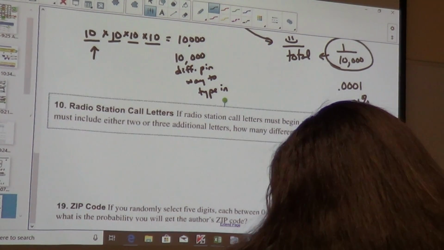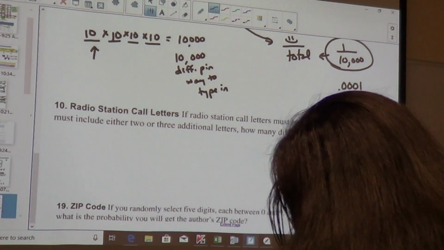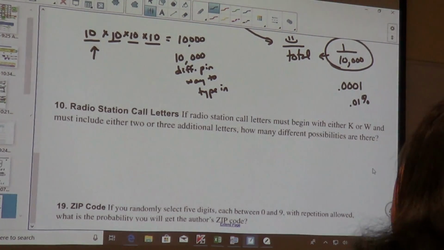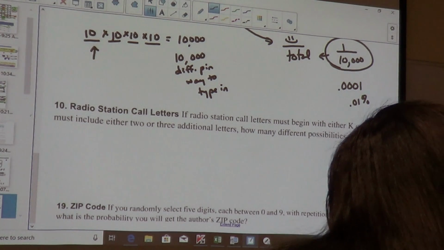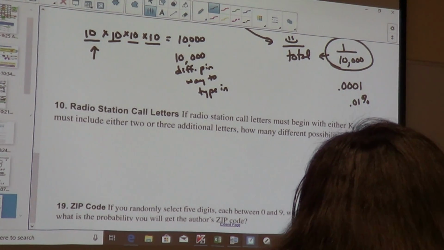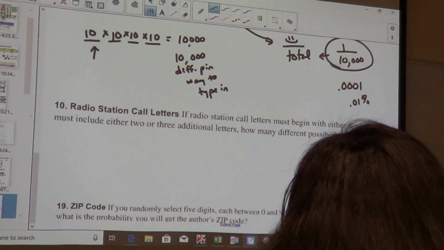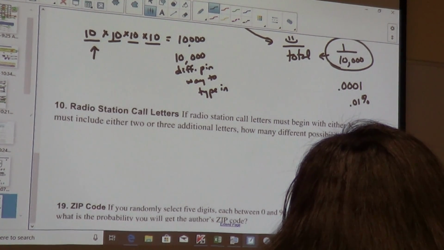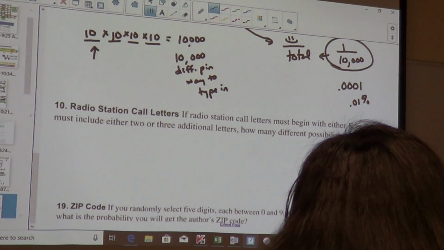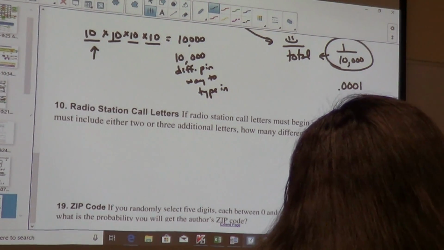All right, let's look at this one. Radio call letters. If a radio station's call letters must begin with a K or a W, they must include 2 or 3 different letters. How many different possibilities are there? Like WNOK, what are some, give me some radio stations.